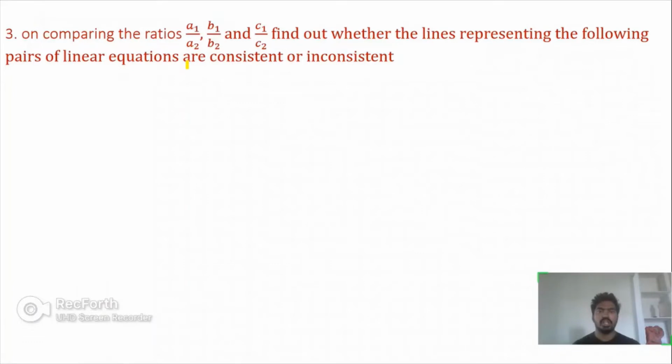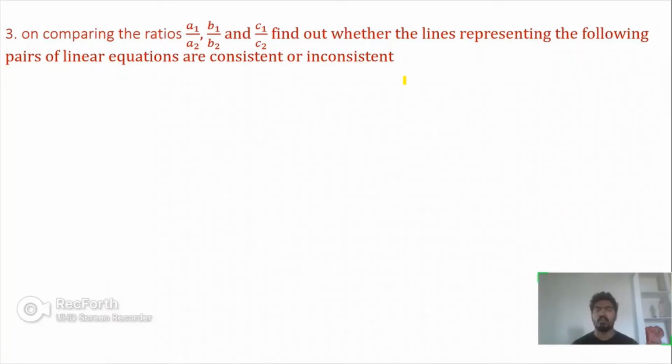And comparing the ratios a1 by a2, b1 by b2 and c1 by c2, find out whether the lines representing the following pair of linear equations are consistent or inconsistent. Okay. So, in the question, they are given a pair of linear equations and they want us to compare the given pair of equations with the standard form of equations, that is a1x plus b1y plus c1 equal to 0 and a2x plus b2y plus c2 equal to 0.